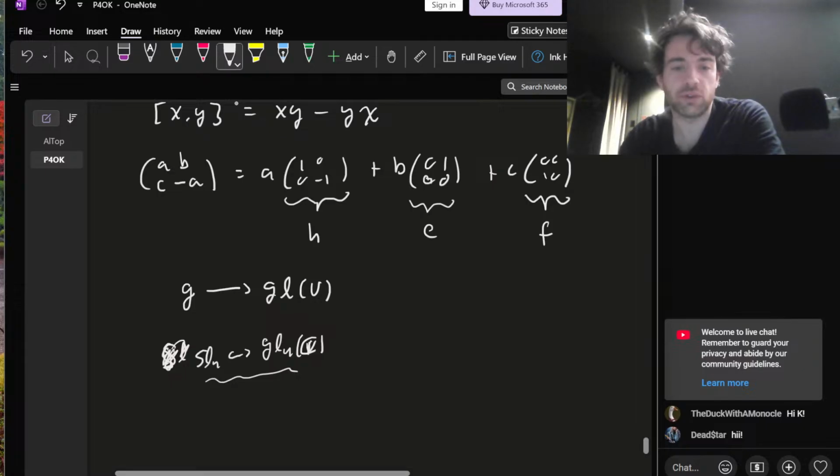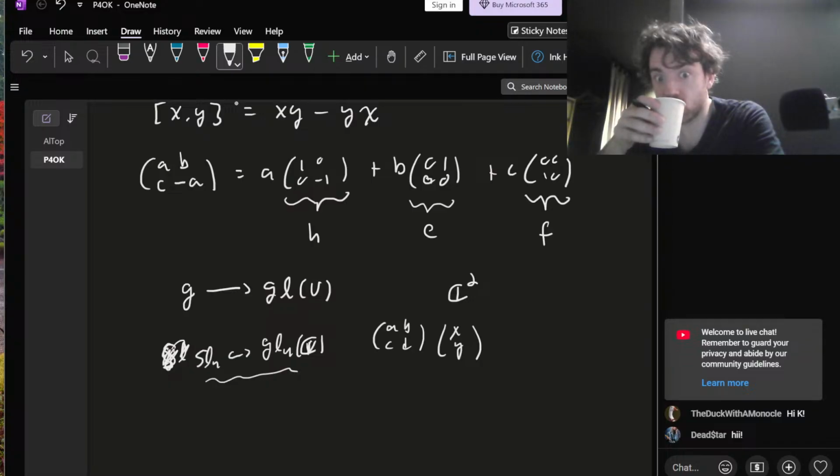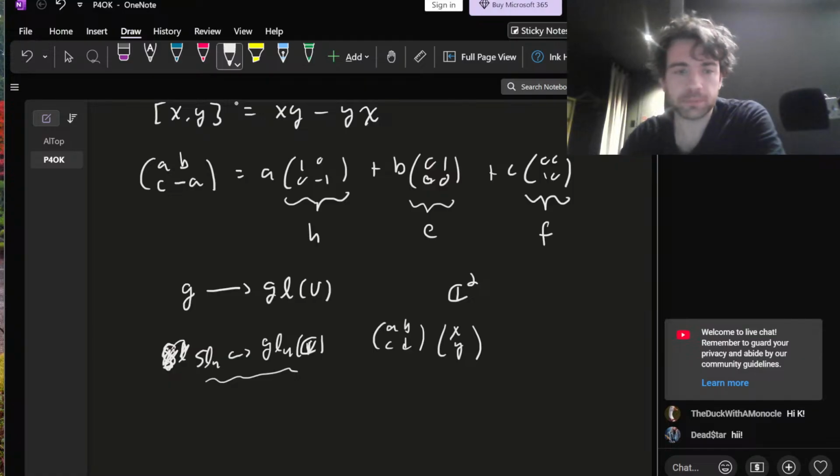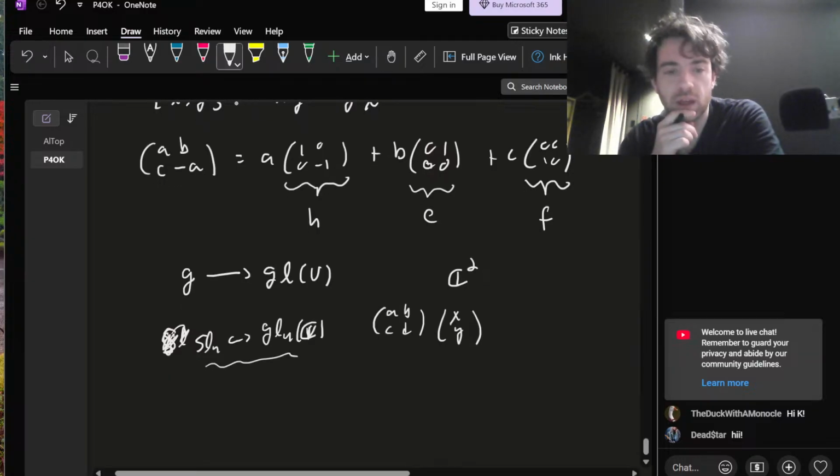In other words, we could view it as acting on the vector space C2, where each of our matrices just acts by ordinary matrix multiplication. So let's take a look at this vector space. In particular, maybe before we do that, let's also work out some of our Lie brackets, right?